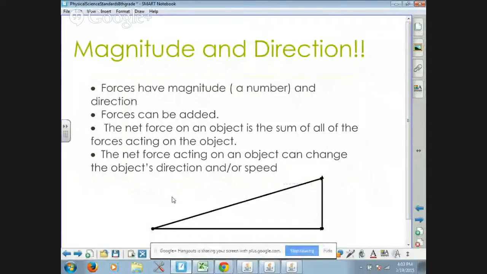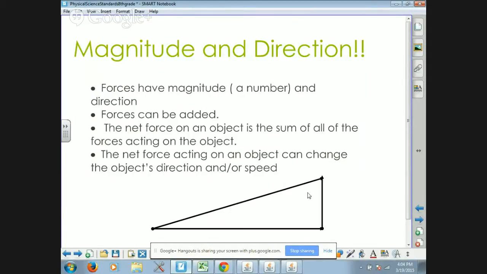All right, we're going to go ahead and do a screen share. It'll turn black for a moment. Okay, so forces have both magnitude and direction. When I say magnitude, you say number, right? Okay, so forces have magnitude and direction.